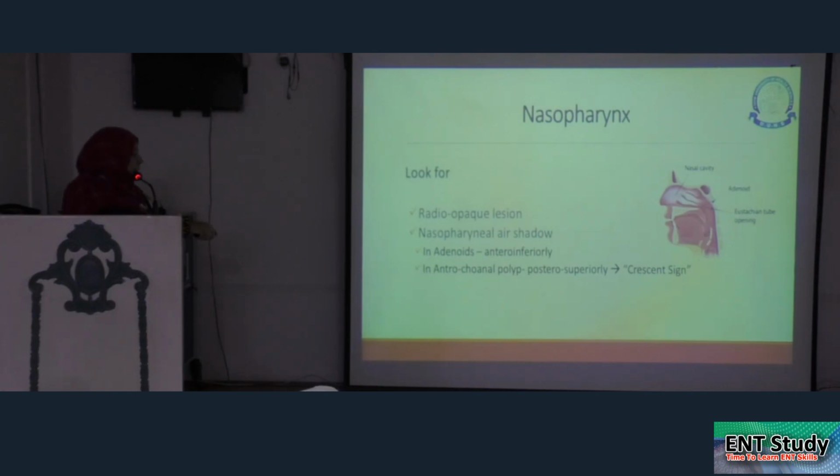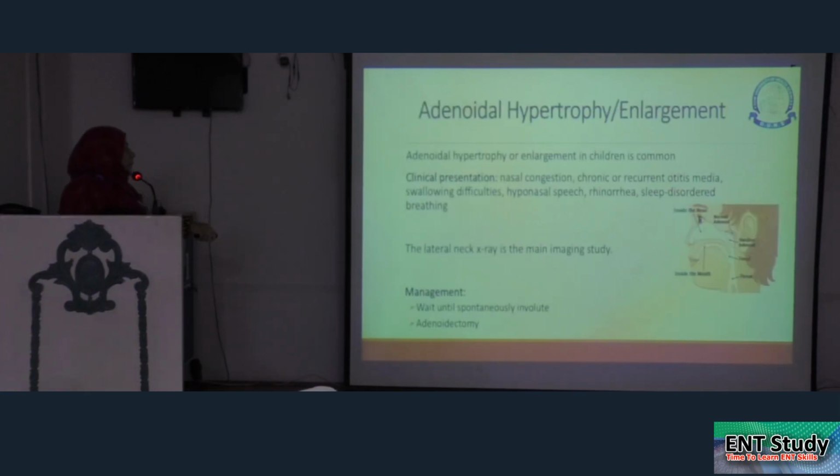We look at whether it is displaced antero-inferiorly, which occurs in case of the adenoid, while in case of the antrochoanal polyp, there is a displacement of the nasopharyngeal airway postero-superiorly, giving the crescent sign. Adenoid hypertrophy or enlargement is more common in children, but it can also occur in adults, but that is always pathological, some malignancy is there.